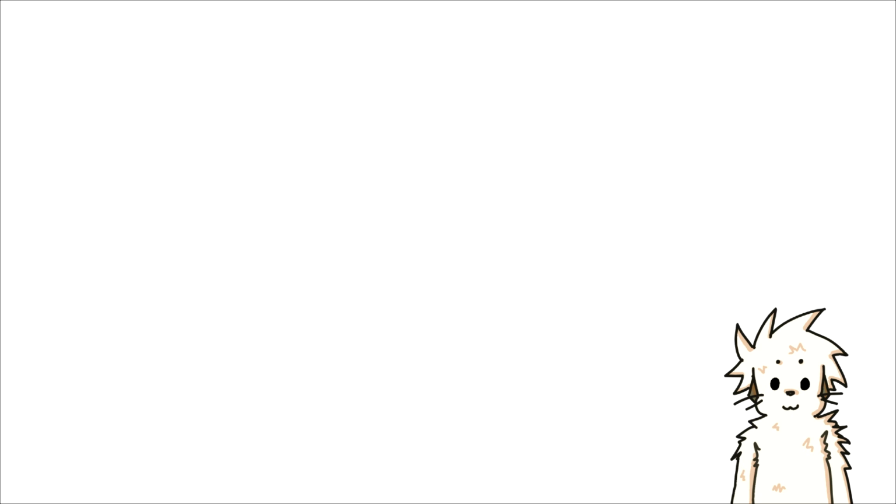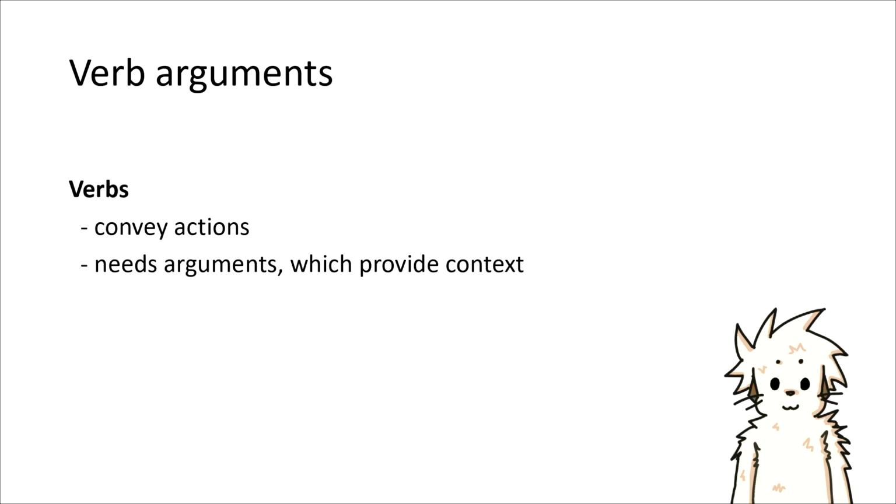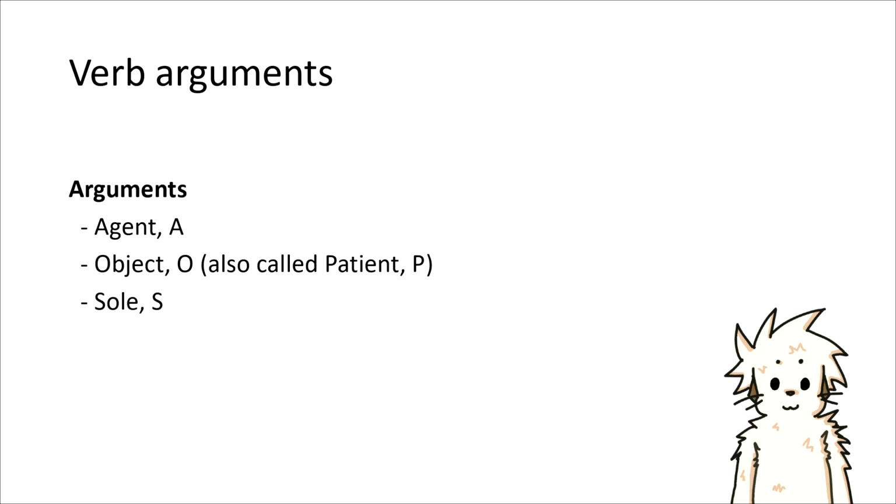Before we learn about voices, we need to learn about some basic jargon. Verbs are words that convey actions. These verbs can have many arguments, which are mandatory things that complete the meaning of the action. Today I will focus on 3 arguments. There is A for agent, O for object, and S for soul.